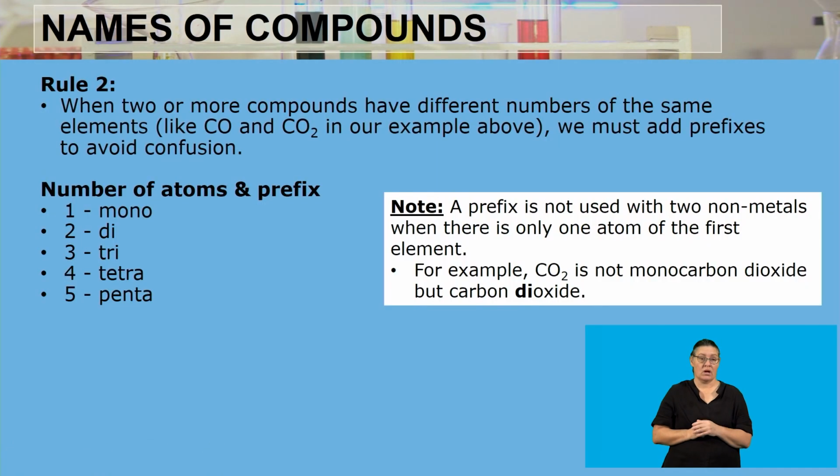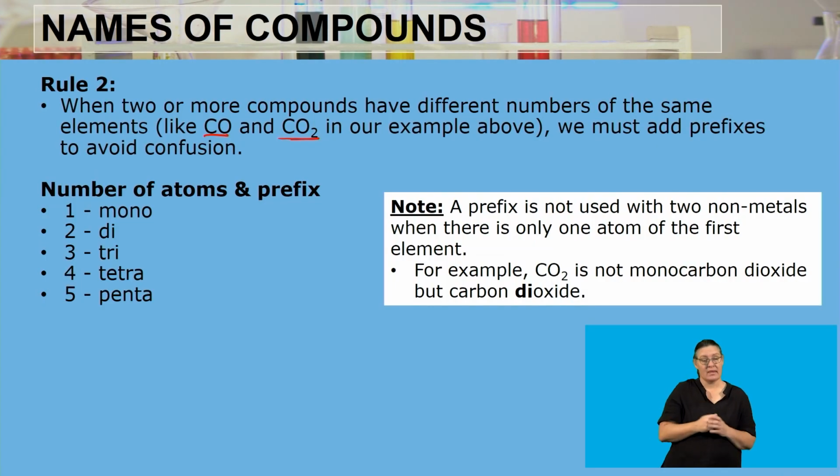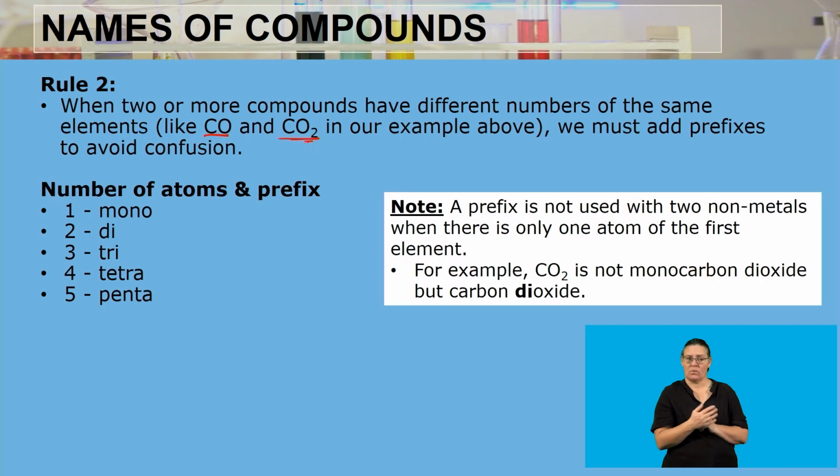Now, rule number 2. When two or more compounds have different numbers of the same elements, for instance, we have CO and CO2. These two compounds have the same elements, but the only difference is just the ratio or the number. In this one, we only have one oxygen, whereas in the other one, we have two oxygens, but the elements are the same, just a difference in the numbers. So how do we then name these particular compounds?